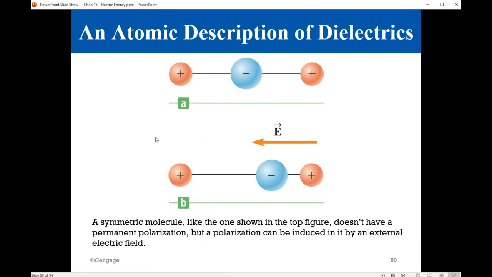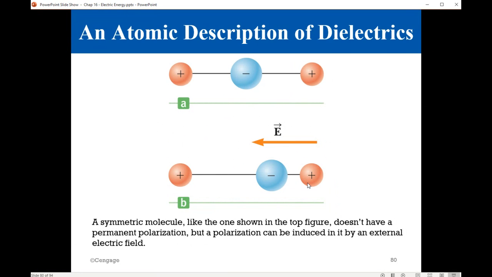Under the influence of an external electric field, positive charges will move with the direction of the field, negative charges will move opposite to the field. So even if a molecule does not have a permanent dipole moment like water, like here you have this symmetric molecule, when you act by a field, the center of the negative charges will move opposite to the field, while the positive charges will move with the direction of the field. So again, you induce polarization.